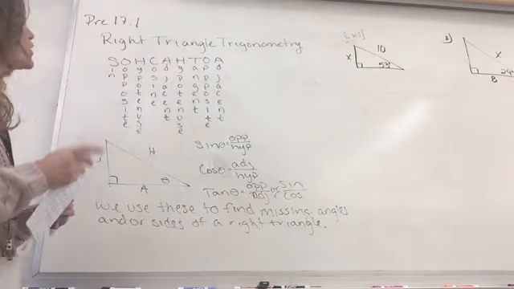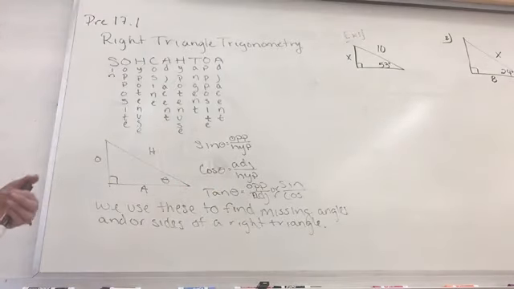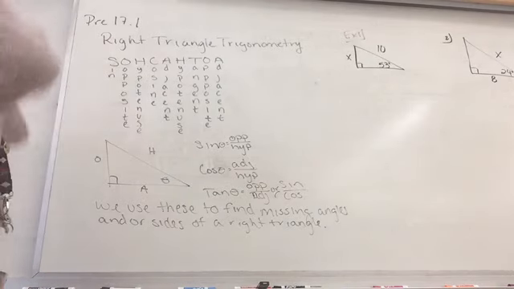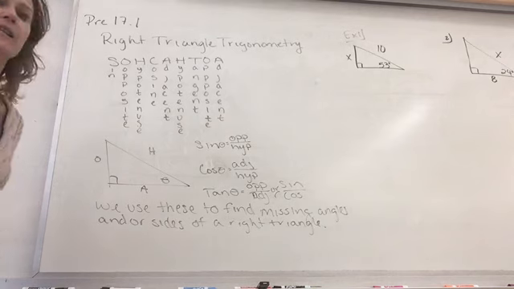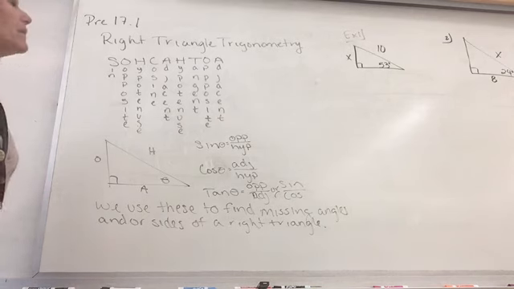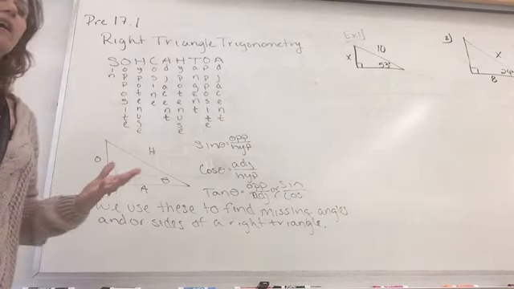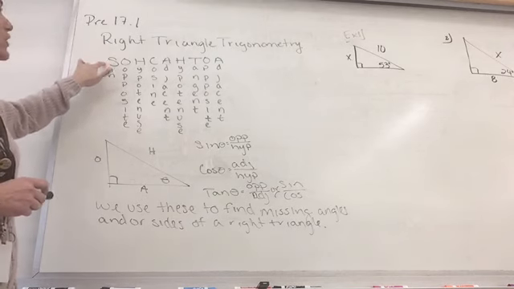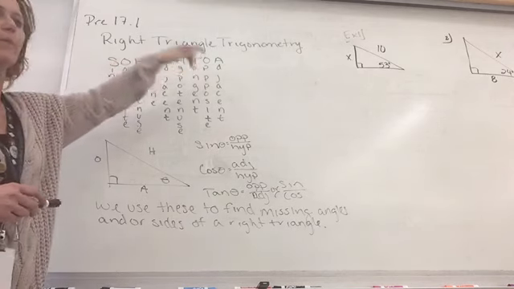All right, so we're starting our unit on trigonometry. Before we get too far into it, I wanted to do a pre-17.1, right triangle trigonometry. This is things that you learned last year in Math 2, or you should have covered last year in Math 2. We have this little acronym, SOHCAHTOA.